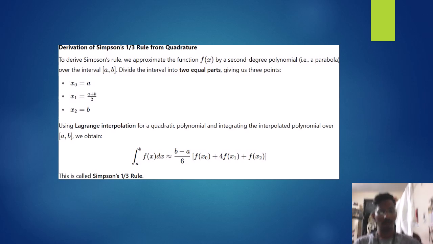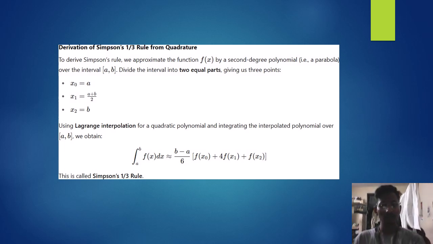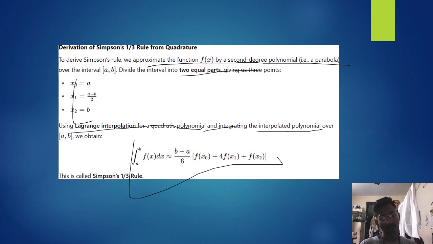Derivation of Simpson's 1/3 rule from quadrature. The derived Simpson's rule approximates the function f(x) by a second degree polynomial over the interval. Divide the interval into two equal parts, giving three points. Using Lagrange interpolation for the quadrature polynomial and integrating the interpolating polynomial gives this. It's called Simpson's 1/3 rule.